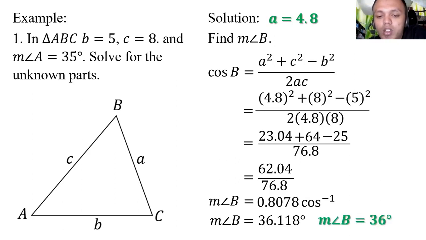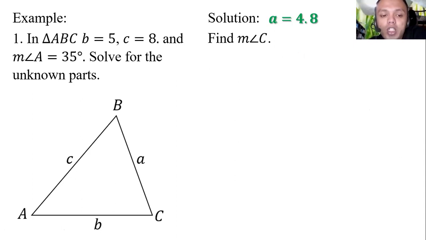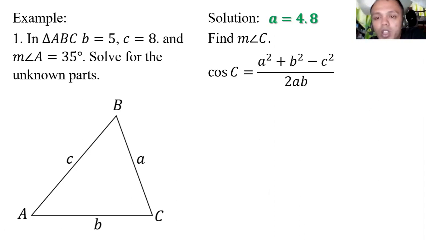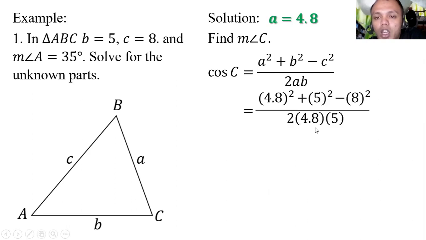Next, let's round off, that is 36. Next, find the measure of angle C. We are still in the SSS case. Substitute your A to 4.8, your B to 5, your C to 8, over 2 times your A is 4.8, your B is 5.